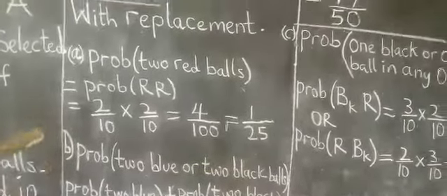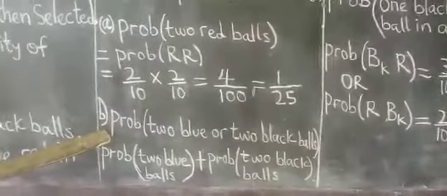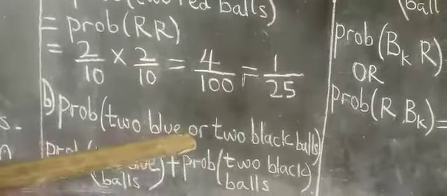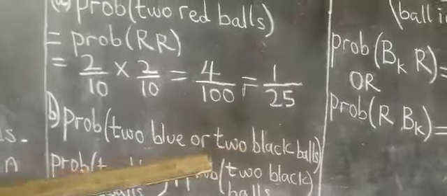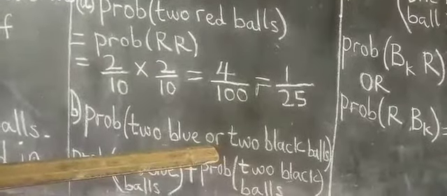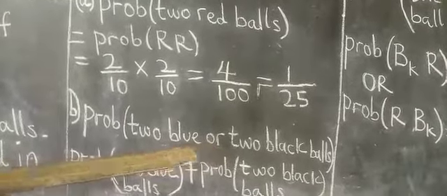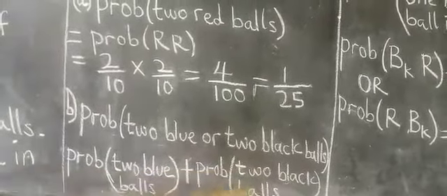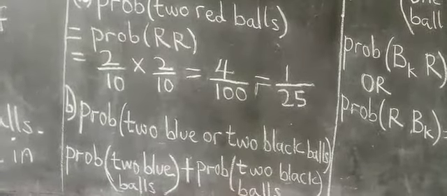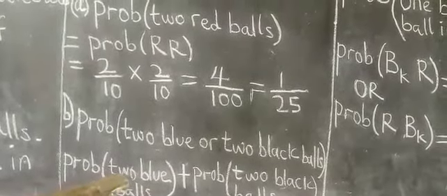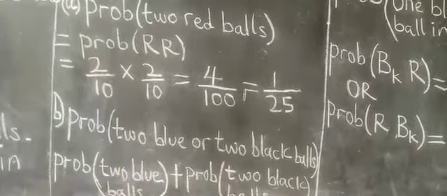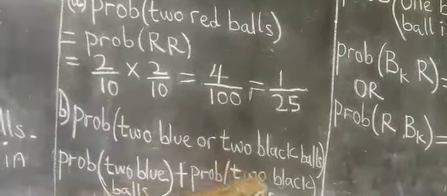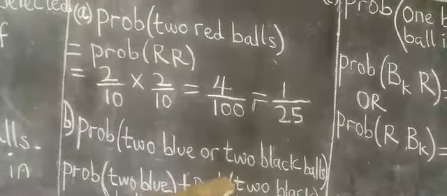So we go to the second question. It says probability 2 blue or 2 black balls. The word or in probability means plus. It means addition. So probability 2 blue balls plus probability 2 black balls. That's what we want to do. So it behoves us to get probability 2 blue balls, I beg your pardon, probability 2 blue balls and also probability of obtaining 2 black balls.